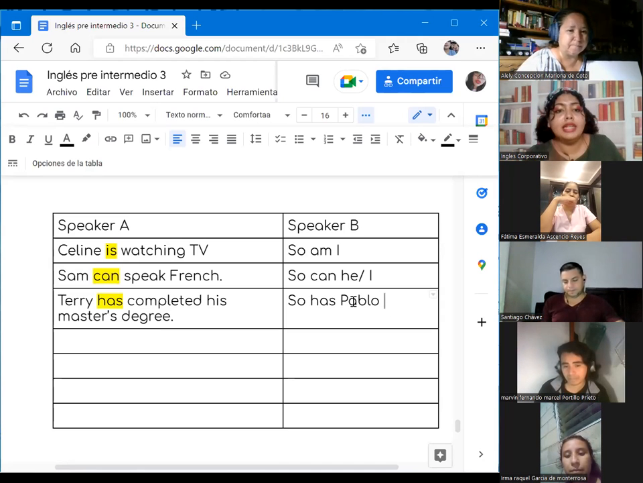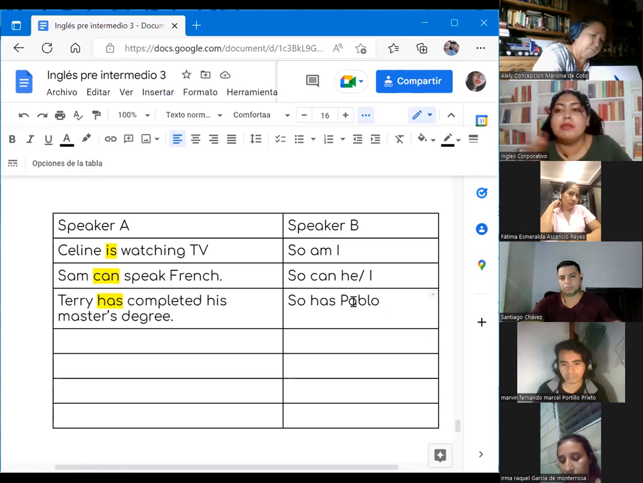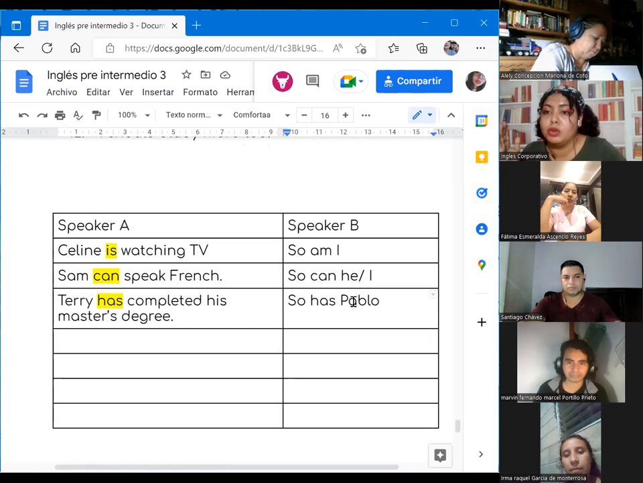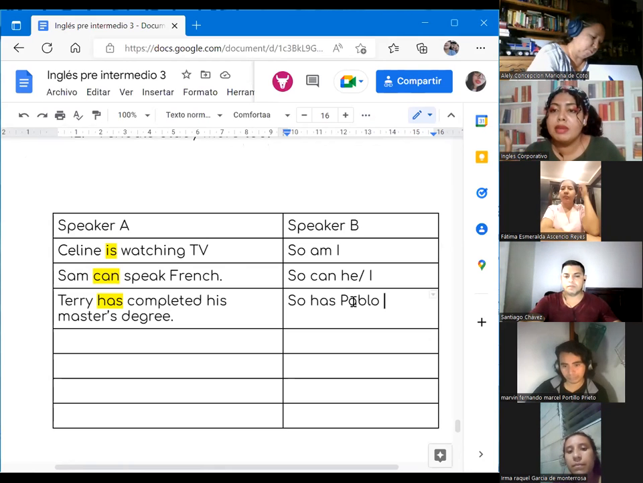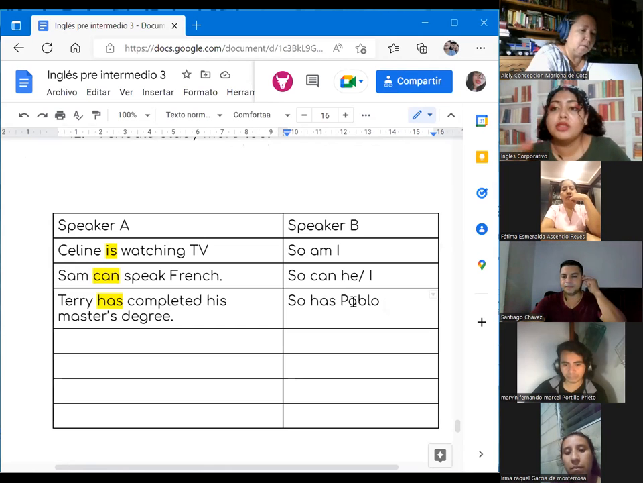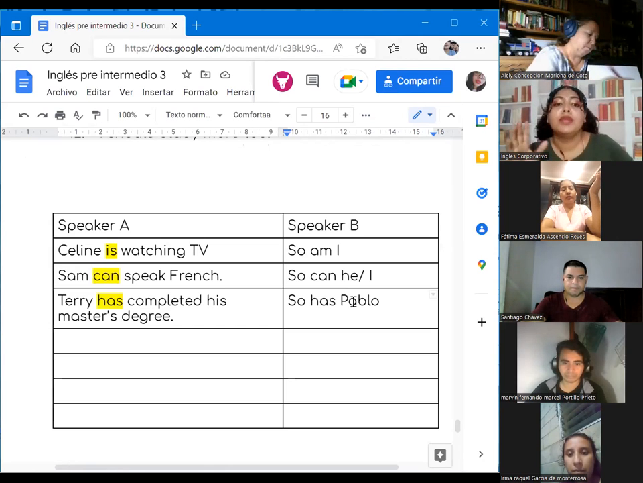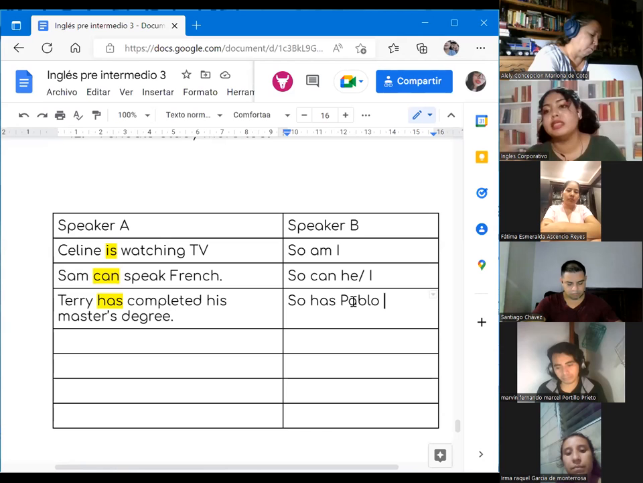En este caso, como somos dos personas las que hablamos, la persona, por ejemplo, Fátima está conversando con Santiago. Fátima es la persona A y Santiago es la persona B. So, Fátima le está diciendo a Santiago que ya completó. Y en ese momento Santiago recuerda que tiene un amigo que se llama Pablo, que también ya completó su master's degree. En ese caso, le está respondiendo a lo que Fátima le está diciendo. And in that case is, so has Pablo. In that case, Pablo también ya lo hizo, ya lo completó. Por eso, en ese caso, no podemos utilizar al mismo personaje para speaker A y speaker B. Siempre van a ser dos diferentes.